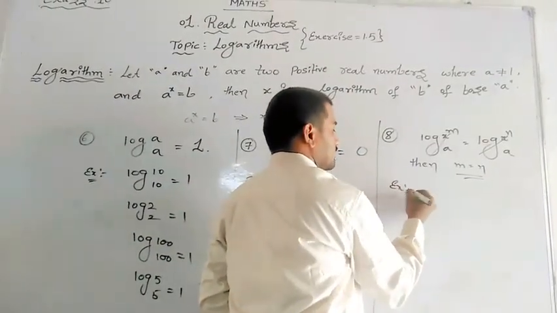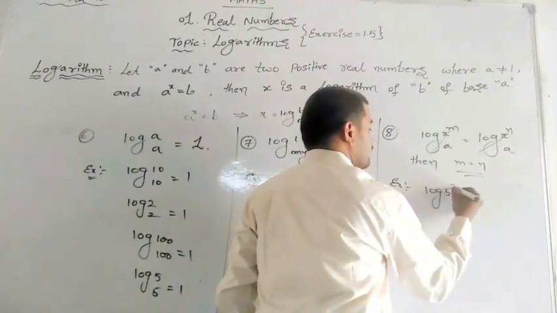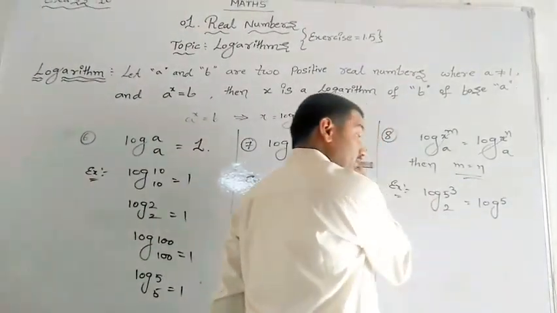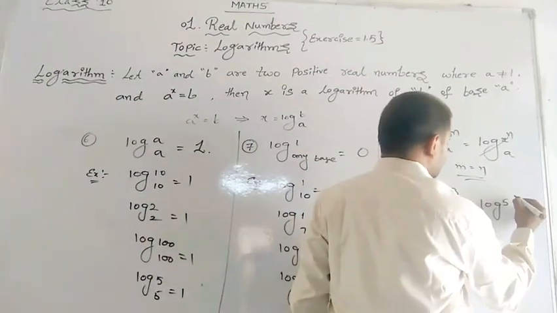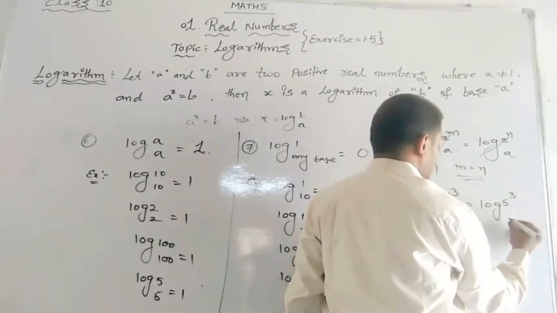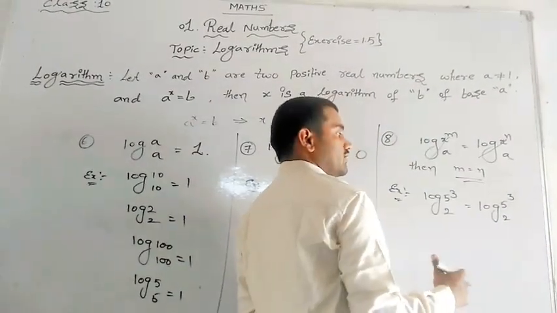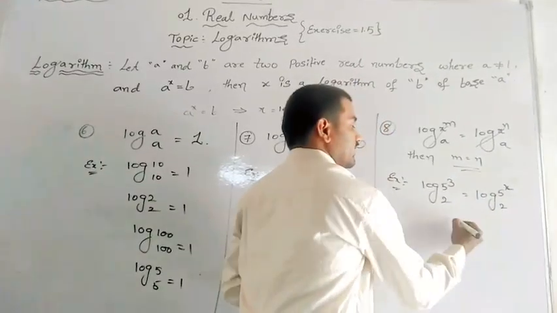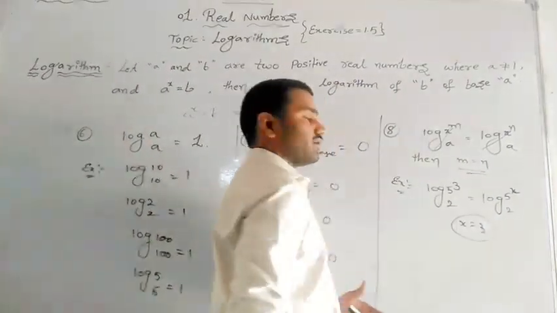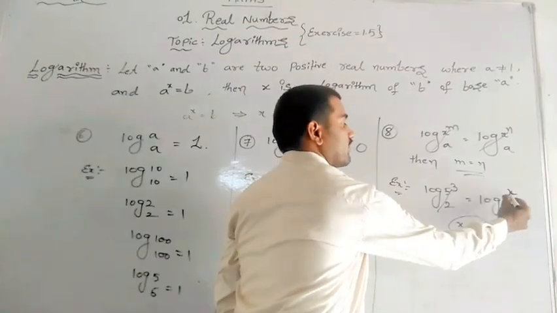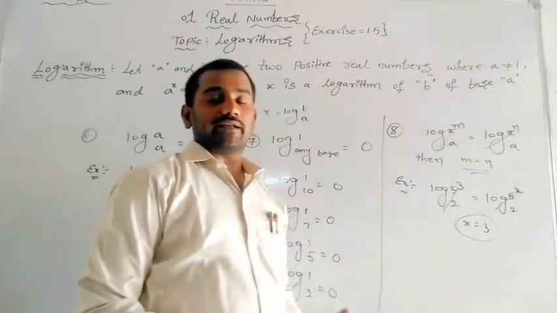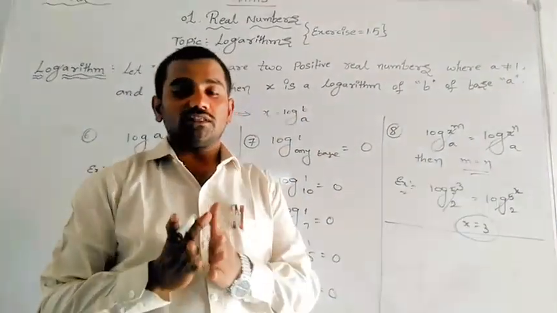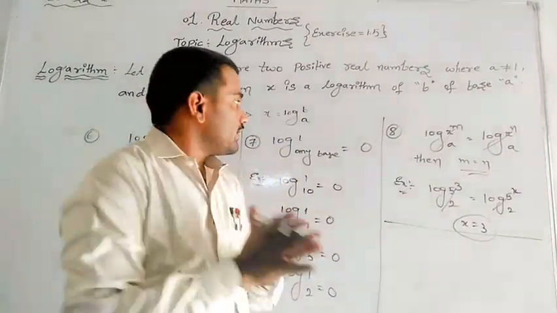Here we can see the example. Log 5 to the power of 3 base 2 equal to log 5 to the power of x base 2. So both are the same, hence suppose it is 5 to the power of x, then you can write x equal to 3. So log 5 base 2 we can cancel, where x equal to 3 we can write the remaining terms.